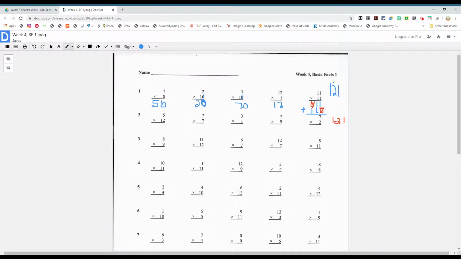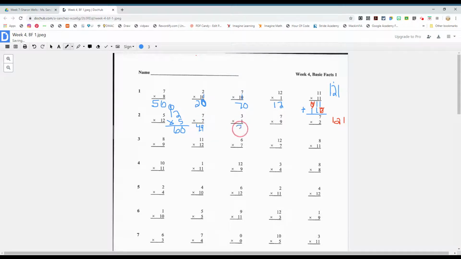We're in row 2, 12 times 5. What I prefer to do, boys and girls, is I like to flip it. 12 times 5 this way. And it's 5 times 2 is 10. There's a 0. Regroup the 1, circle it. 5 times 1 is 5, plus the 1 is 6, 60. All right, 7 times 7, 49.